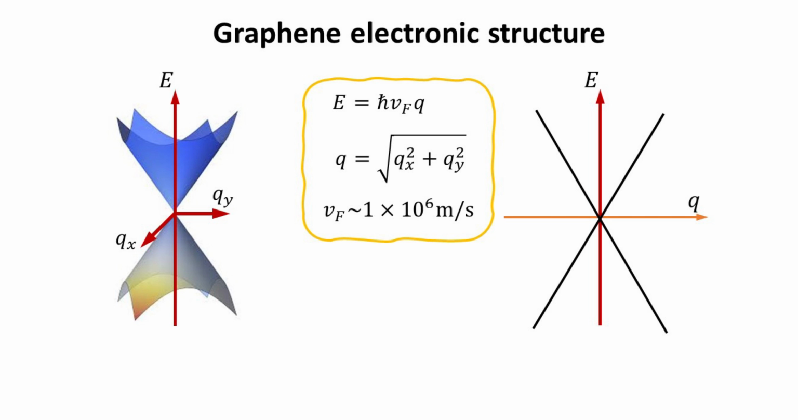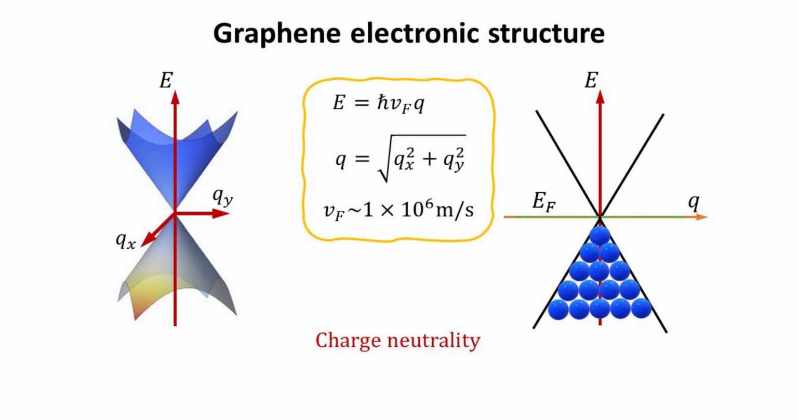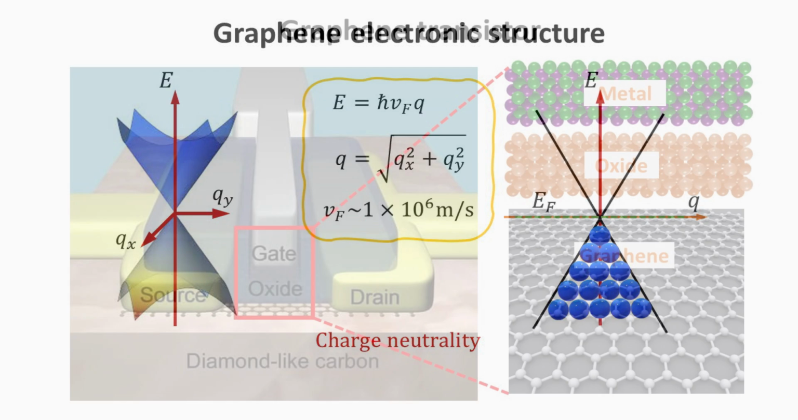The Fermi velocity in graphene is 1 million meters per second, which is 300 times smaller than the speed of light in vacuum. In charge-neutral graphene, the Fermi level is located right at the Dirac point. In the zero temperature limit, all states below the Dirac point will be occupied by electrons as depicted here.